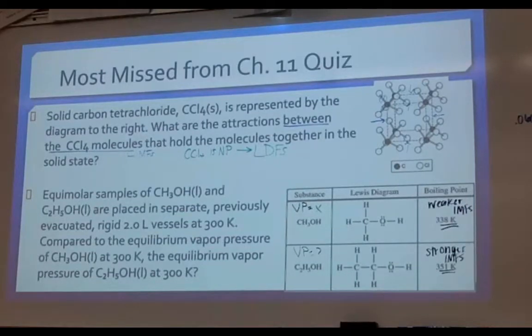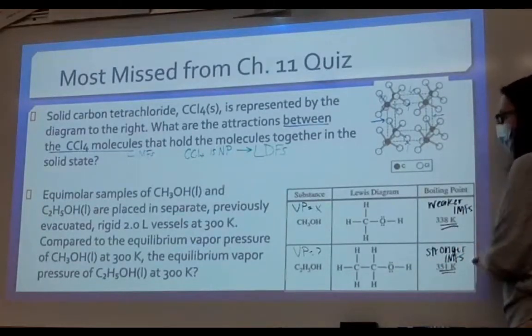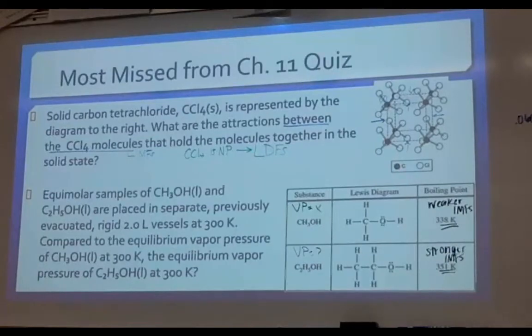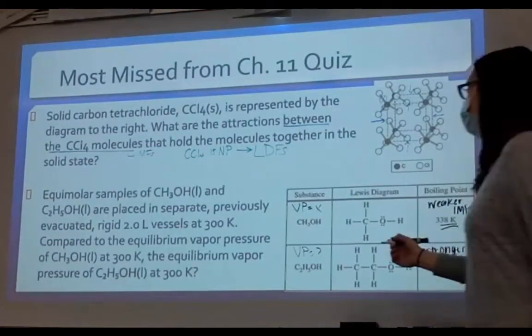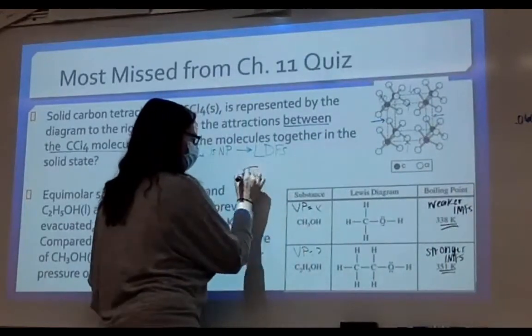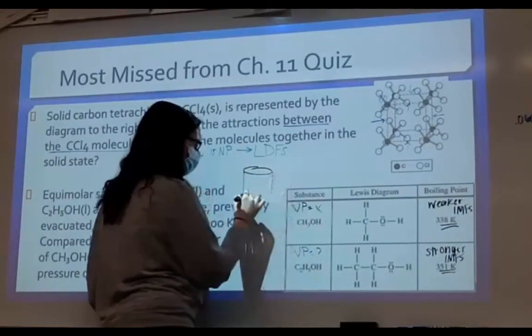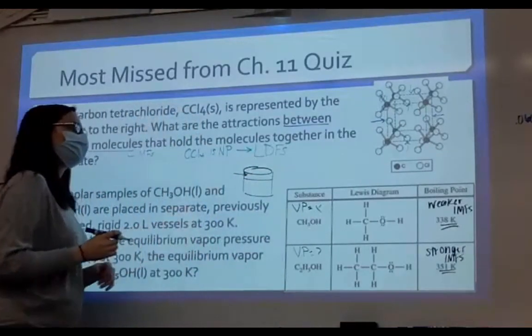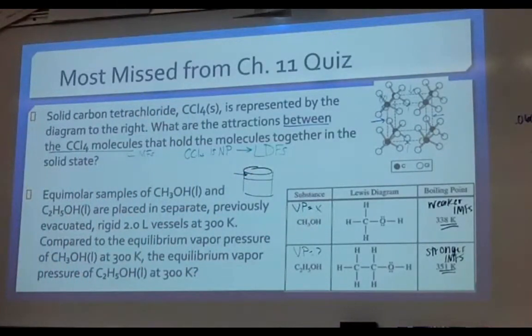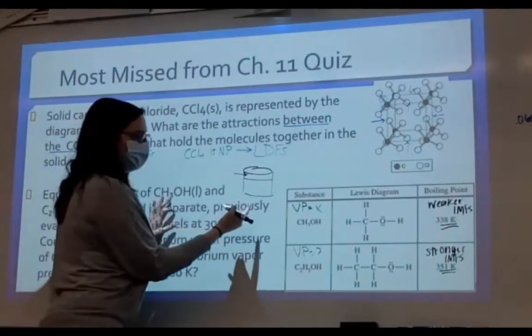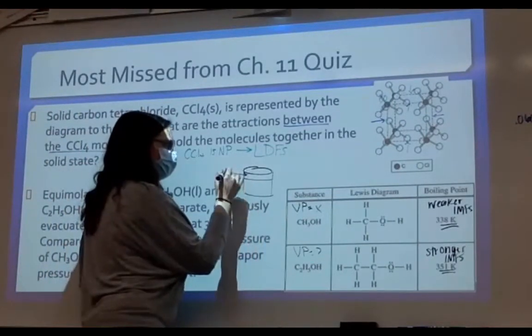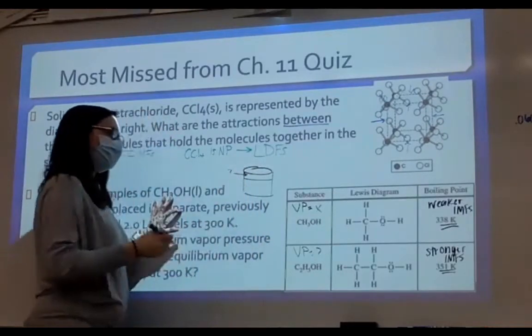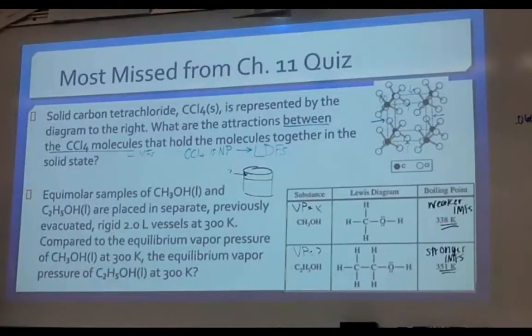So if ethanol has stronger intermolecular forces, it wants us to relate that to vapor pressure. So remember that vapor pressure is the pressure that exists due to the gas above the liquid. I drew a lot of liquid in that container. Right, so it wants to know, what will the vapor pressure of C2H5OH be?